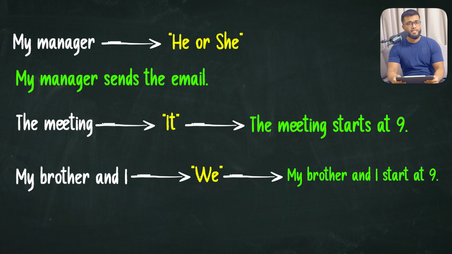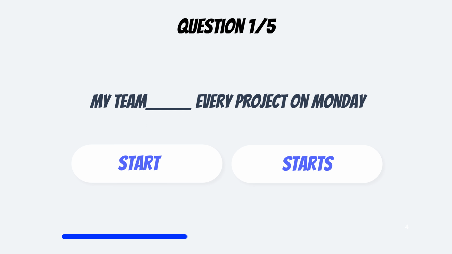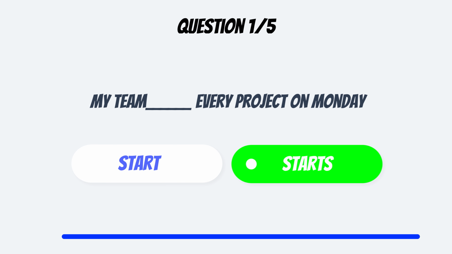Now let's use the tense on real sentences. I'll give you a sentence and you'll have 2 options. Choose the correct one. Number 1. The correct answer is starts. My team starts every project on Monday. Change my team to it. Number 2.